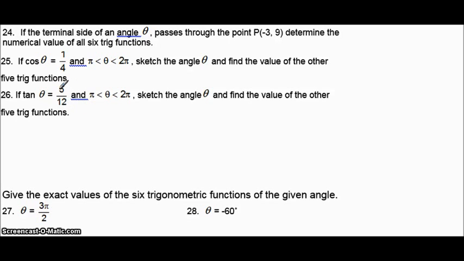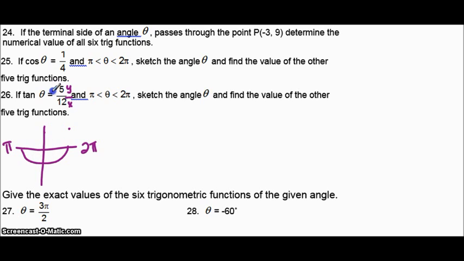Alright, so tangent theta equals 5 over 12, and theta resides between pi and 2 pi. So here's pi, here's 2 pi, theta is between. Okay, 5 over 12, well that's tangent's y over x, so that would mean we'd go up 5 and over 12, but that puts us in the first quadrant, and we're supposed to be in the third or the fourth.